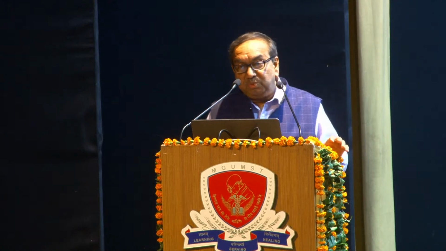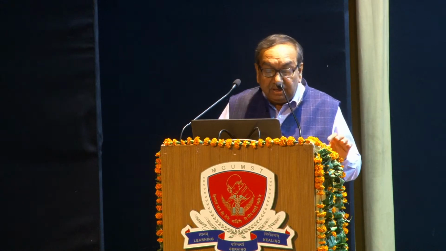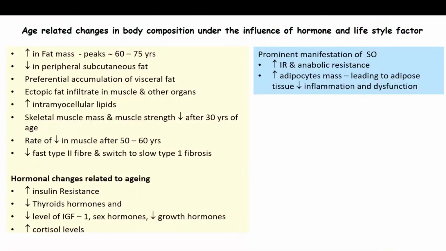What are the hormonal changes which are related with aging? Increased insulin resistance. This is in the center of everything. Decreased thyroid hormone, decreased levels of insulin-like growth factor, sex hormone, and growth hormone, and there is also increased cortisol level. These are responsible for the mechanism of muscle loss as well as obesity. The prominent manifestation of sarcopenic obesity is insulin resistance and anabolic resistance. So insulin resistance and anabolic resistance will lead to loss of muscle mass and increase fat in the body.